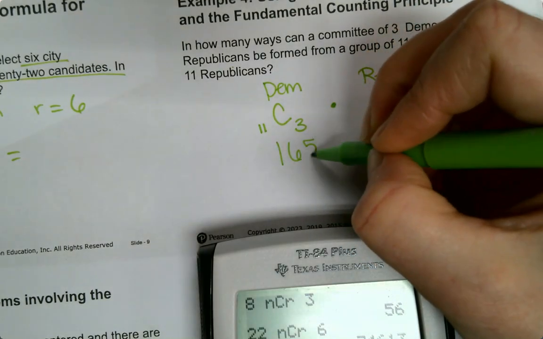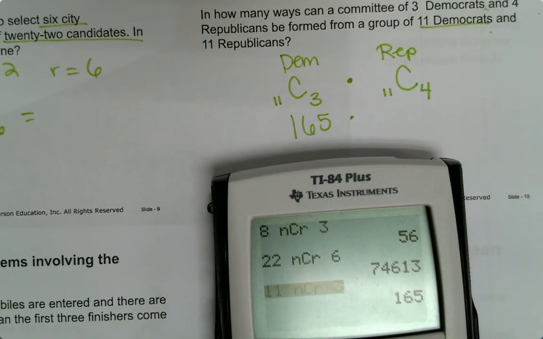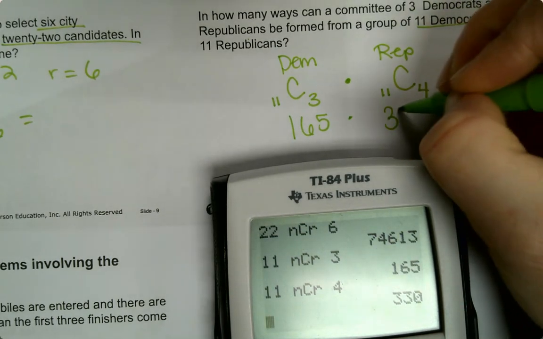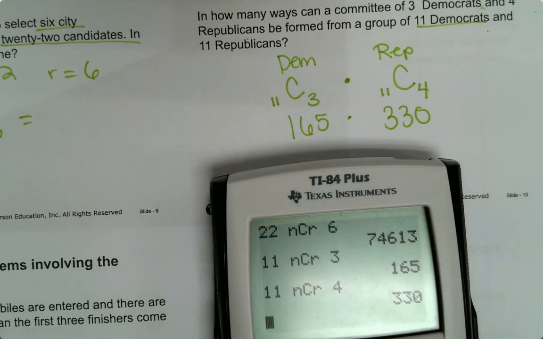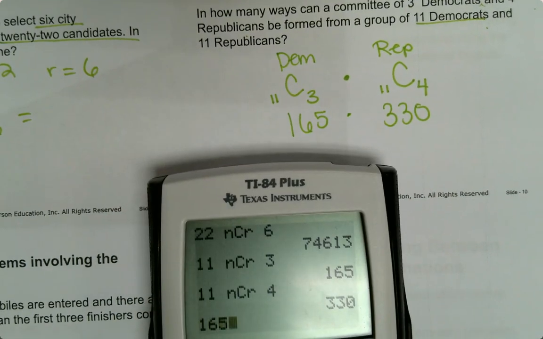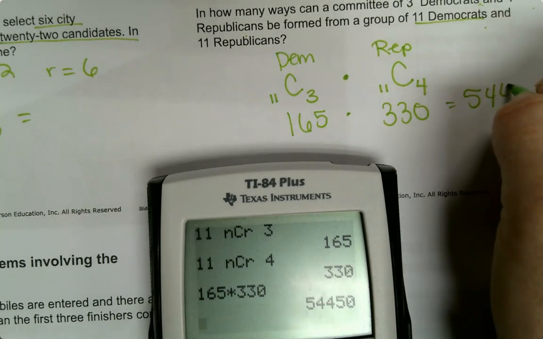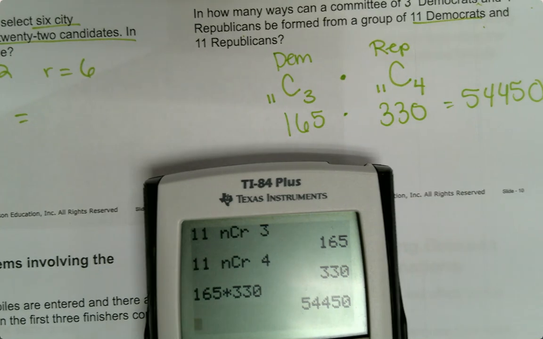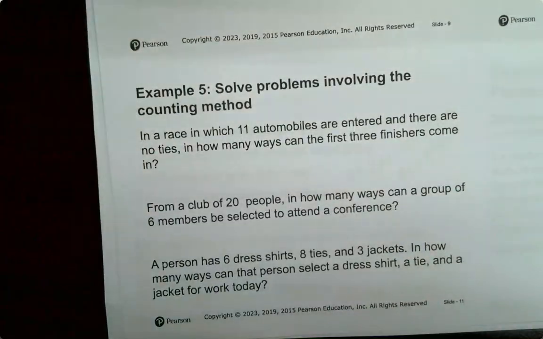165. Let me just go up and drag this down and change that to a 4. If you choose 4 people, it now turns to 330. So we multiply those. Okay, so that's how many different ways a committee can be formed. Quite a few.